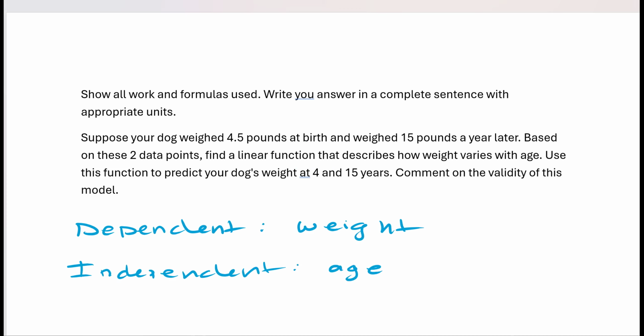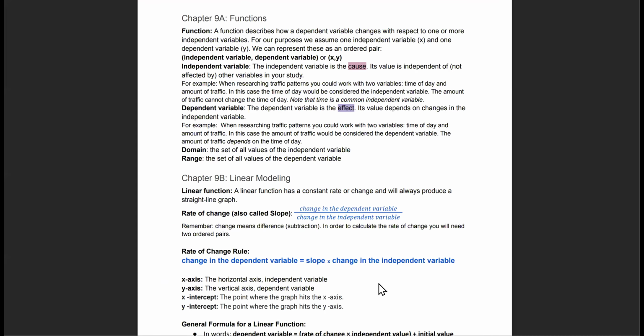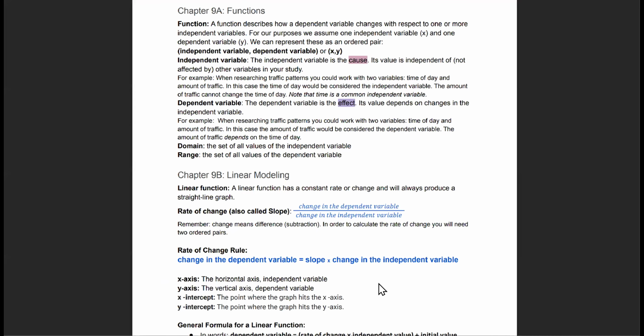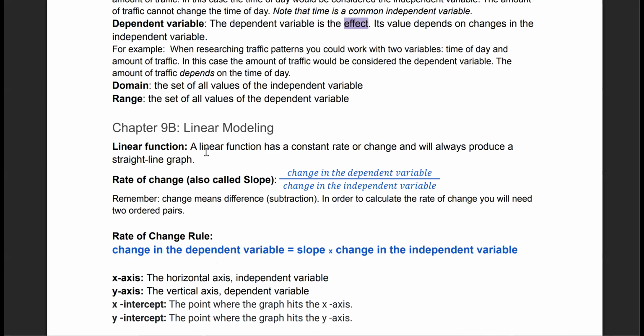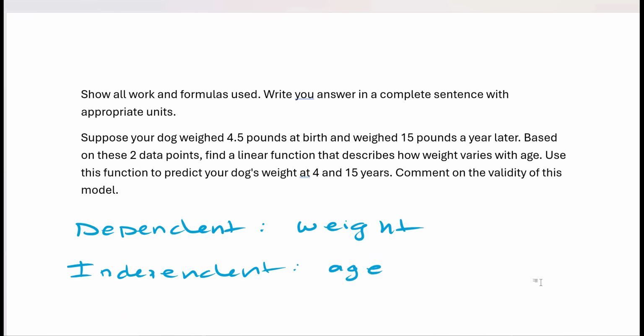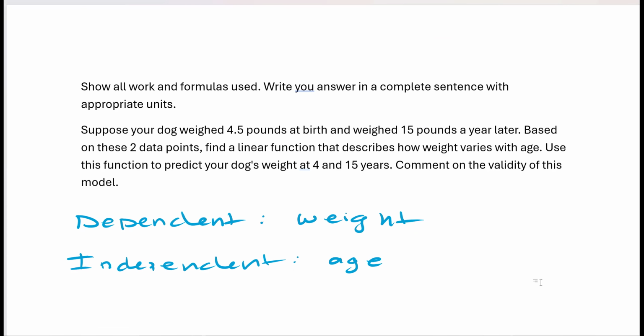Because if you look at the chapter 9 notes that we had pulled up a second ago, when you are talking about forming a linear model, which is what we're going to do, you're going to need what's called the slope or the rate of change. And the rate of change requires you to find the difference in the dependent variable and the independent variable. So that's why we had to first identify which was which. We know that the dependent variable is the weight, independent is the age. Let's list out what these actual numbers are.